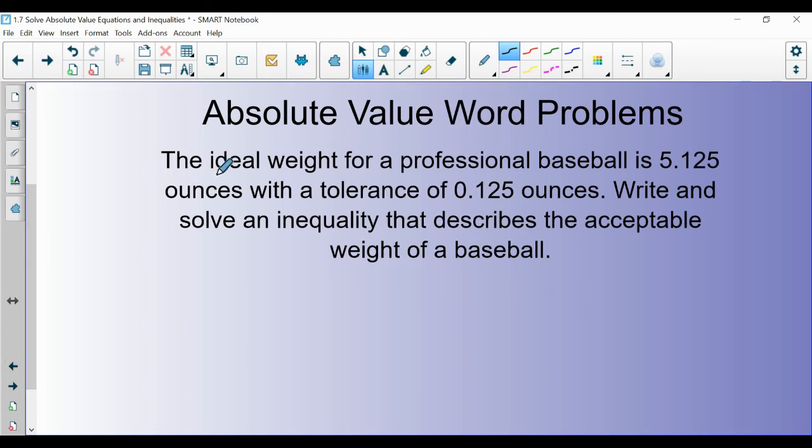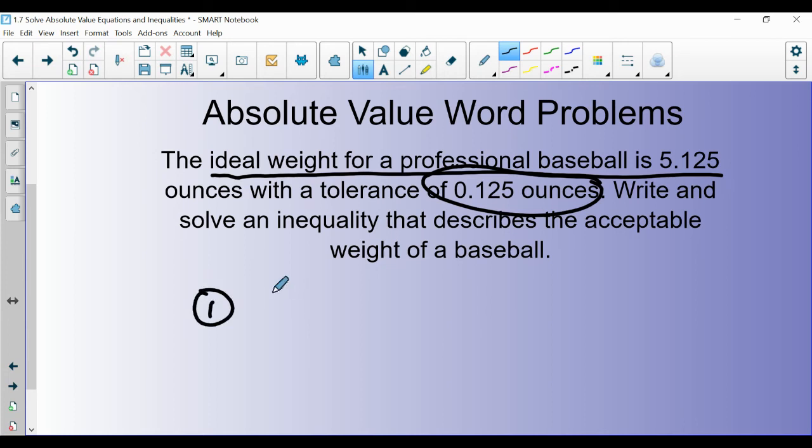I'm going to give you some information: the ideal weight of a professional baseball is 5.125 ounces. When you produce something, it's not always going to be 100% accurate, and that's what happens. They have an allowable tolerance of 0.125 ounces. What I want you to do is two things. It's going to say write an absolute value inequality, and then part 2 will say simplify that absolute value inequality.